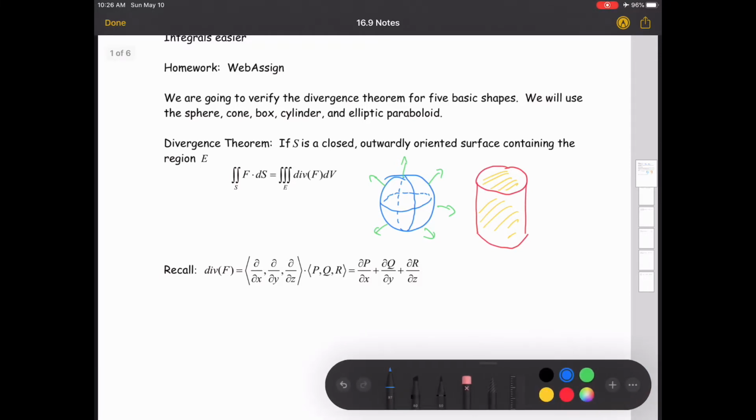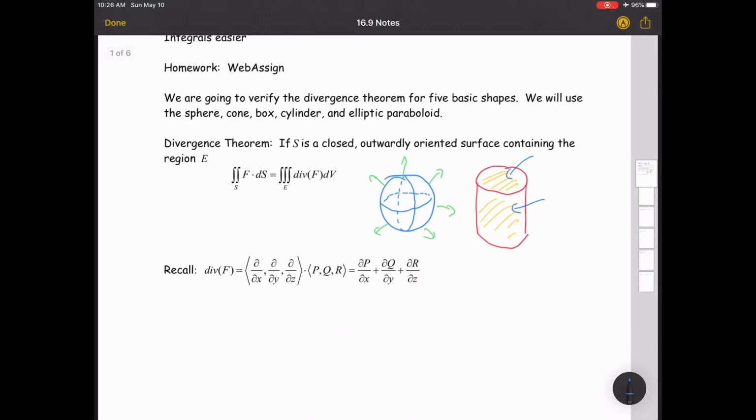If we were going to do this using our 16.8 and Stokes' theorem type thing, we would have three surfaces. You'd have the top surface, you'd have the lateral surface, and then you would have the bottom surface. So you would have three surfaces to deal with here. Three surfaces. And then you could have other kinds of figures.